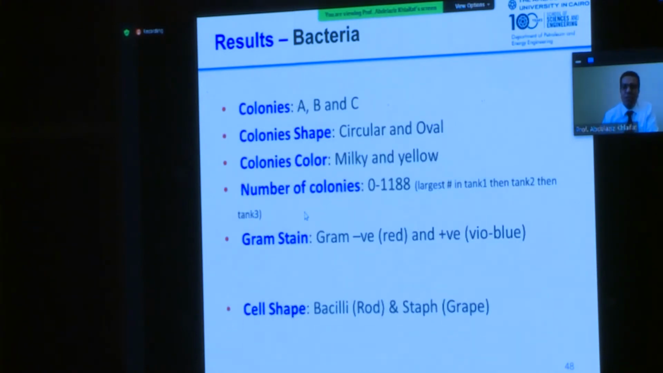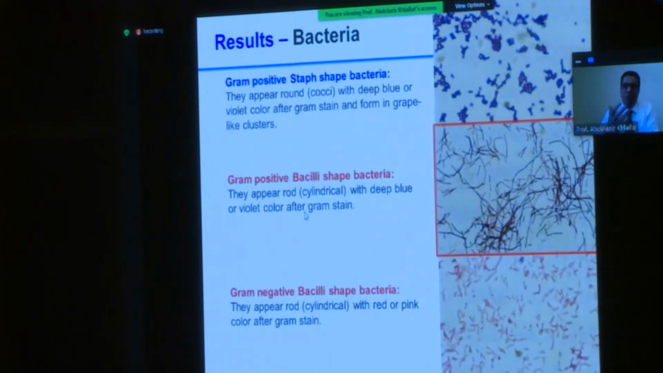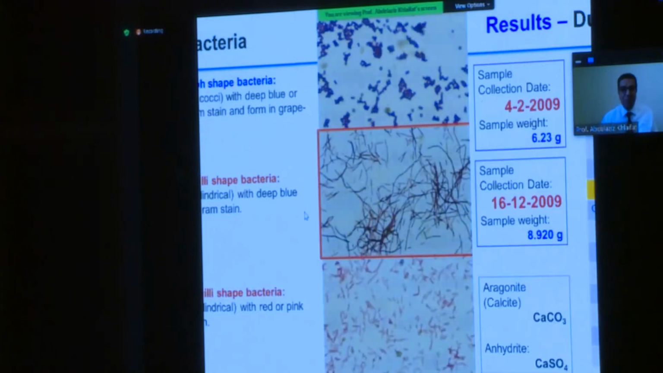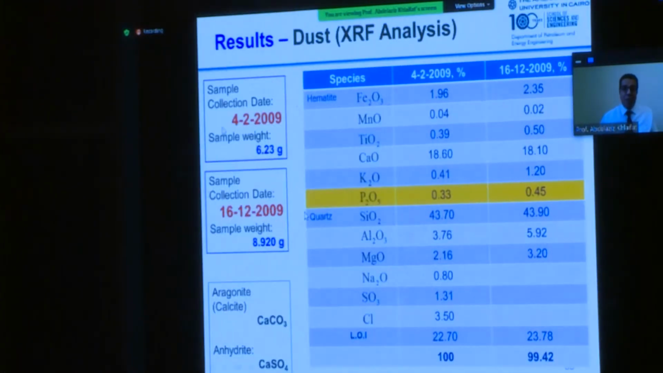And of course, different types of bacteria were observed. The most common one seen under the microscope, after culturing, is a gram-positive staphylococcus, which appears blue and violet in color and clusters itself like a grape. Other types of bacteria, with traces, are gram-positive and gram-negative bacteria. So, as I said, we will take care of that as well.